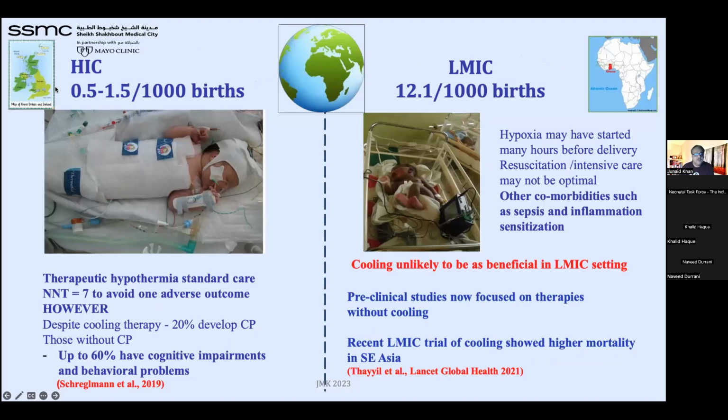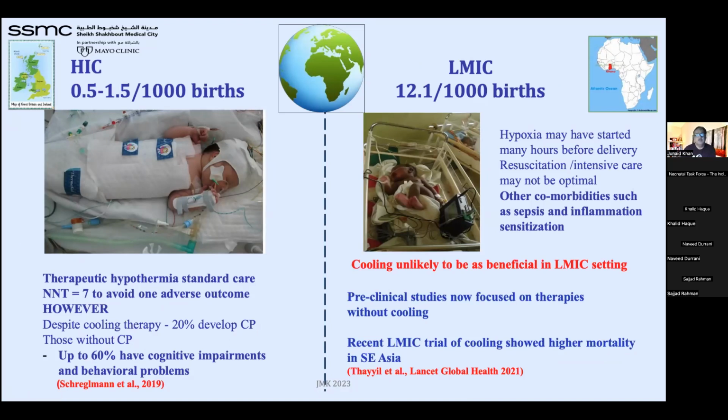So we all know the high income countries have 0.5 to 1.5 per thousand births, and cooling is recommended, with a number needed to treat of 7 to avoid 1 adverse outcome. But the problem is this: most of us are very excited about that. Look at that. Despite cooling therapy, 20% developed CP. Of those without CP, up to 60% have cognitive impairments and behavioral problems.